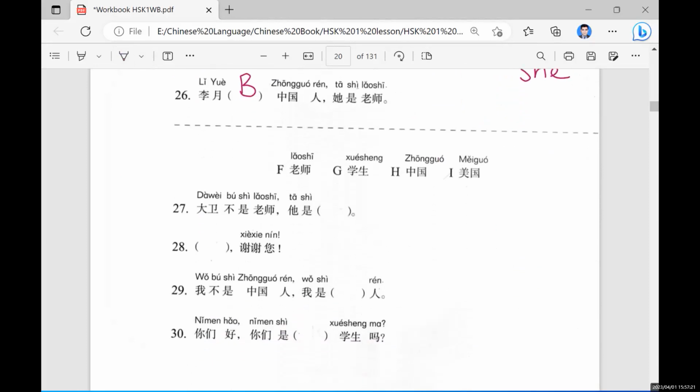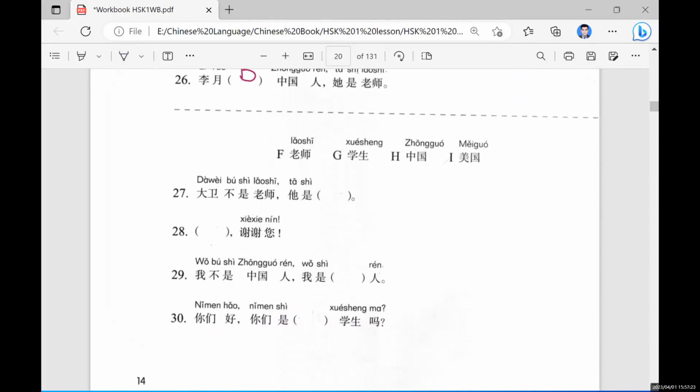So next we have a few more words. Number 27, David bu shi laoshi, David is not a teacher. Ta shi, he is. If he is not a teacher, then definitely he will be the opposite or negative. We can add the most appropriate G, Ta shi xuesheng, he is a student. In 28, Nin we use for a respectable person. So we can use Laoshi, Nin, so we can add F here.